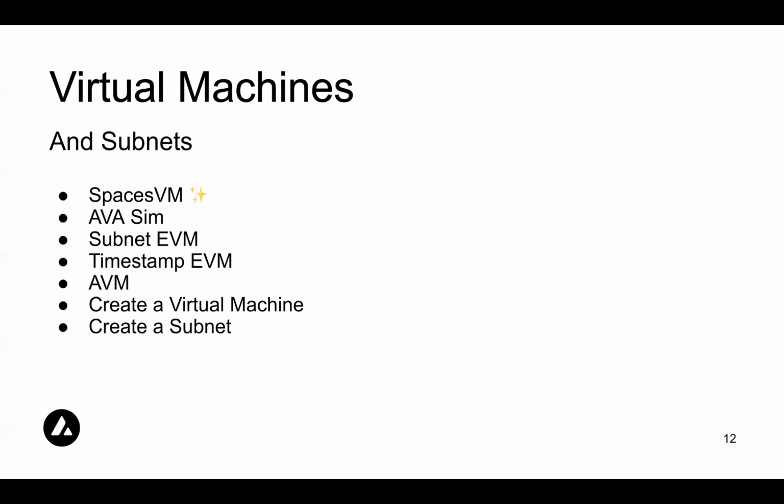It's UTXO based, and it's extendable via what are called feature extensions. The other data structure we have are called linear chains. They're totally ordered and they're great for smart contracts. Regarding the AVM, it's extendable via feature extensions. So it's very general and you can add more and more functionality. Today, there are 3 feature extensions.